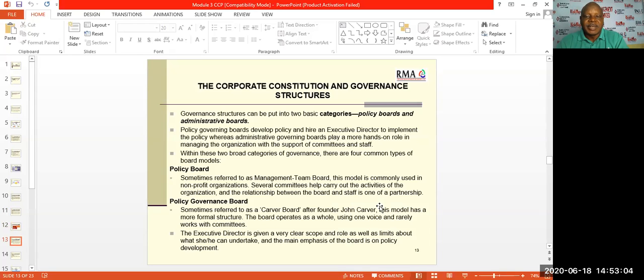So in terms of the structures, the policy and the governance structure must first of all be articulated, must be put in place. So every organization needs to have the structure. The structure is the framework, and where you do not have structure, good corporate governance cannot take place. So the governance structures can be put into two basic categories: the policy boards, and then of course administrative boards. And it is this structure that will drive all of the systems and processes in the respective organizations.